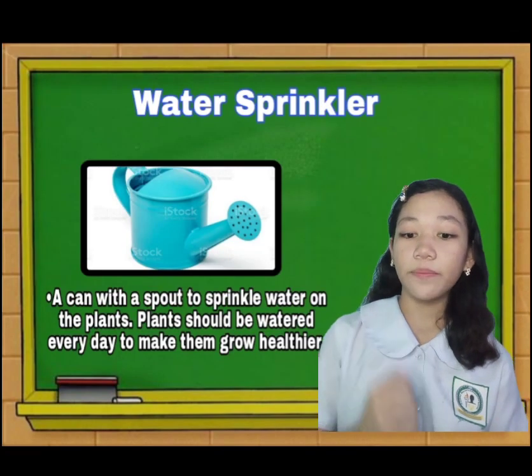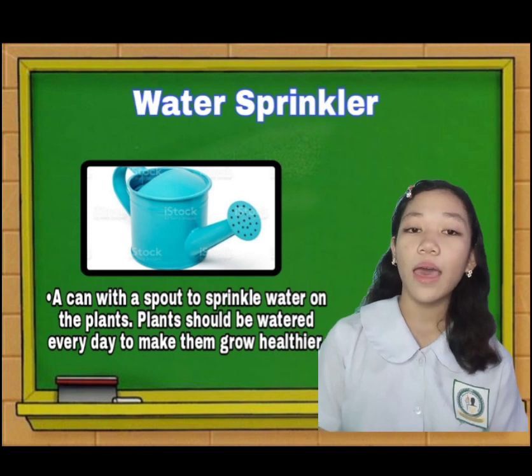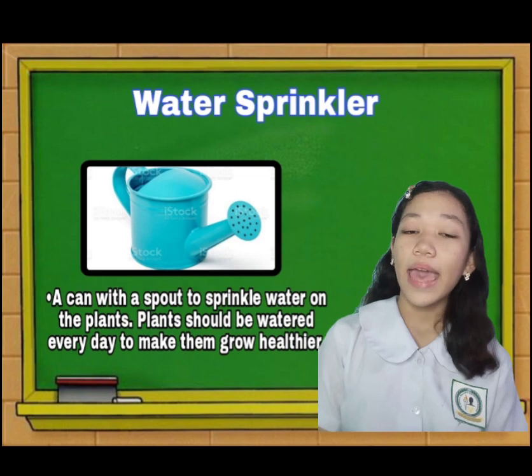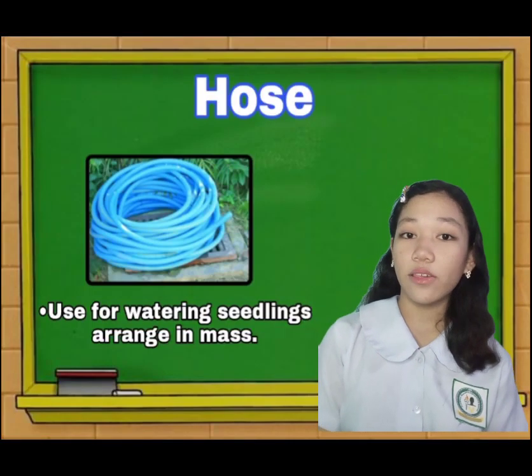Water sprinkler, a can with a spout to sprinkle water on the plants. Plants should be watered every day to make them grow healthier. And lastly, hose, used for watering seedlings arranged in mass.